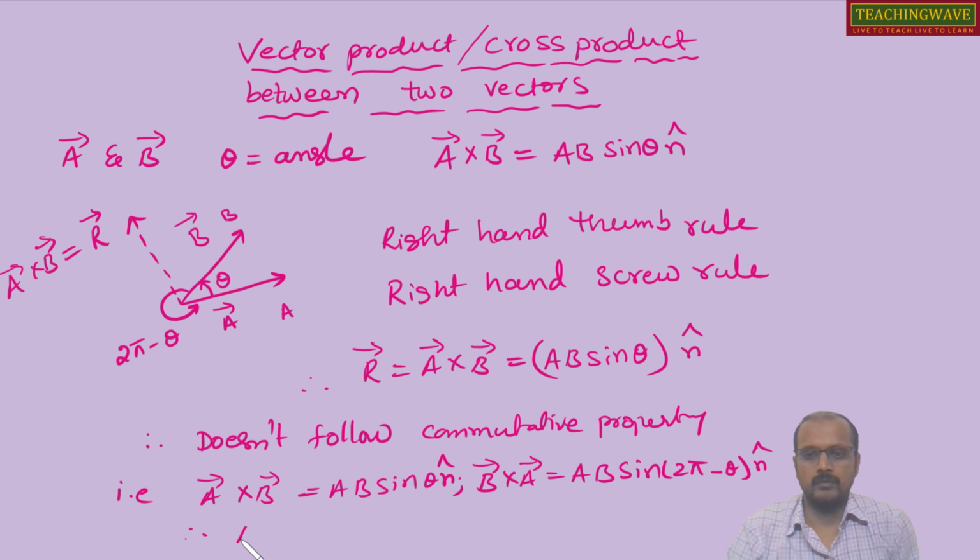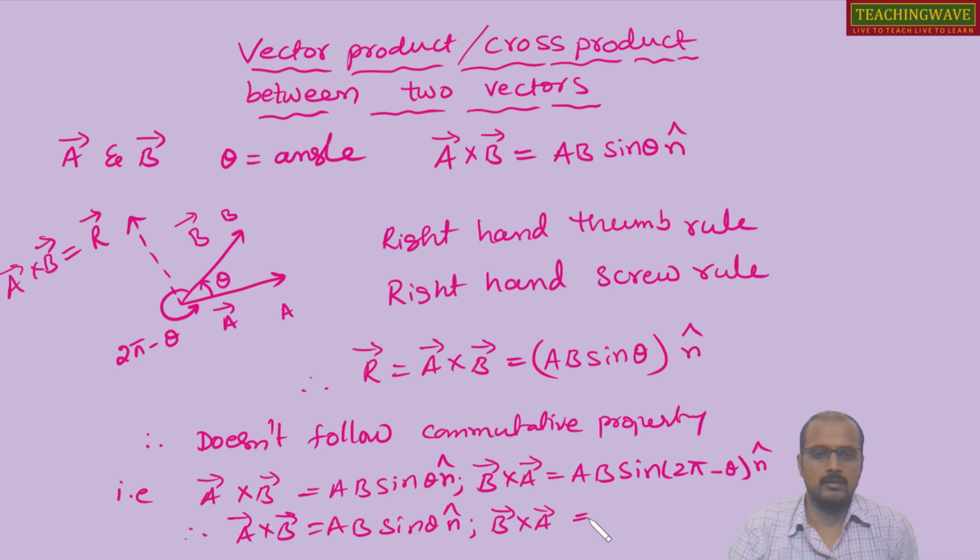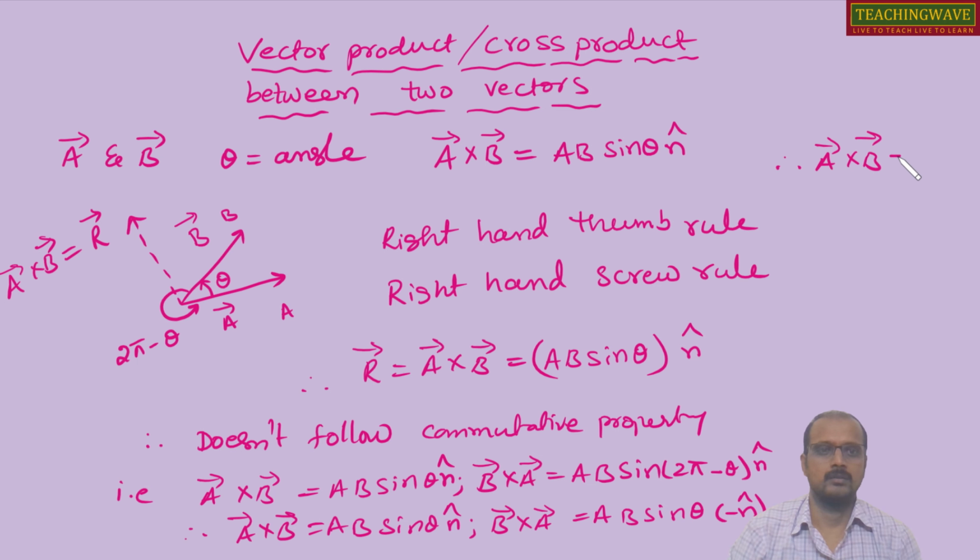Therefore, we get A bar cross B bar is equivalent to AB sin theta into n cap, but B bar cross A bar is equivalent to AB sin theta into minus n cap. Therefore, A bar cross B bar is not equivalent to B bar cross A bar. But vector cross product follows the distributive law.